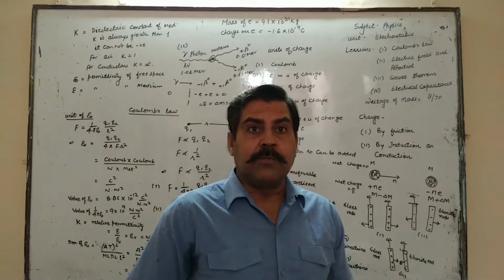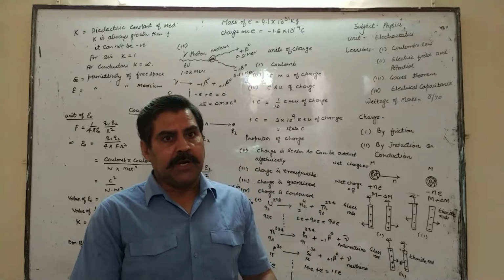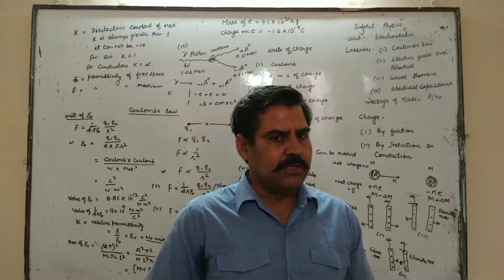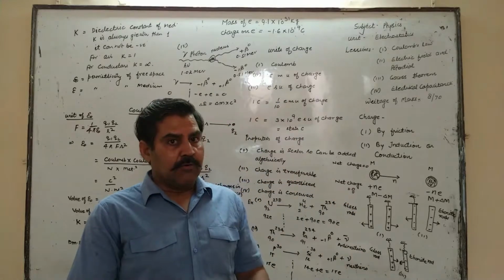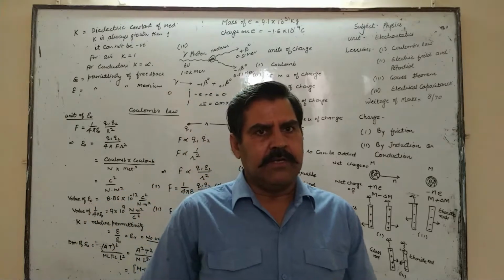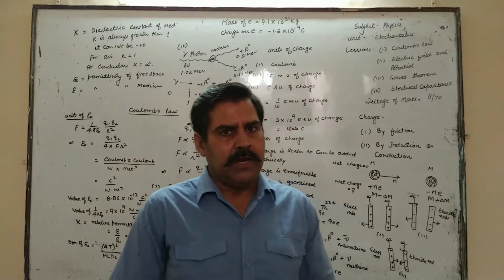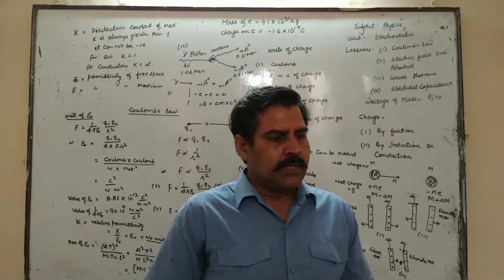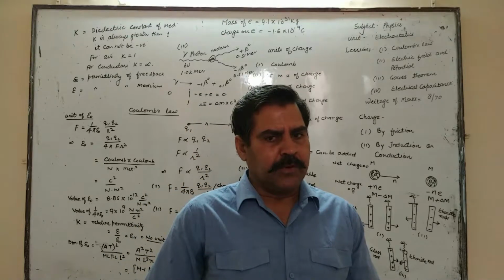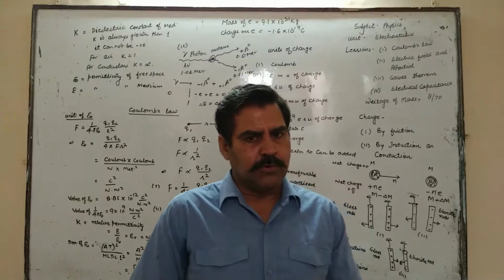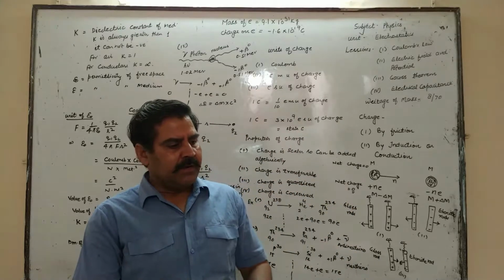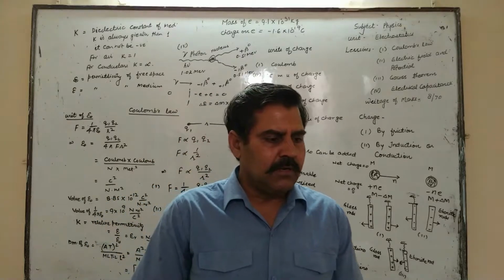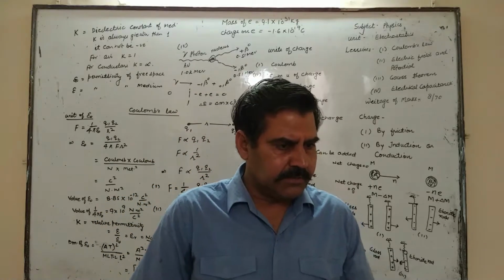According to modern concept, material is made up of atoms. Atom has a central positive nucleus. Around the nucleus, negatively charged electrons revolve in different orbits. Nucleus is positive due to presence of positively charged protons, and electrons are negatively charged particles that revolve around the nucleus.